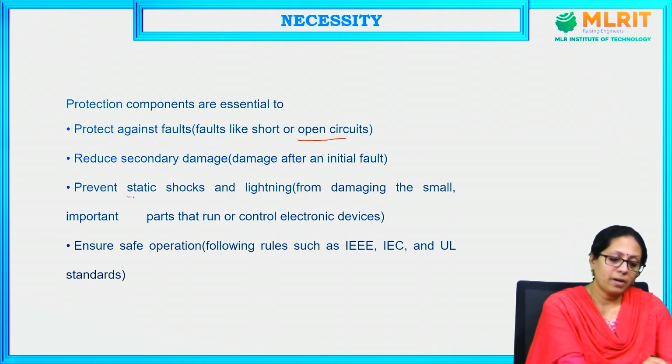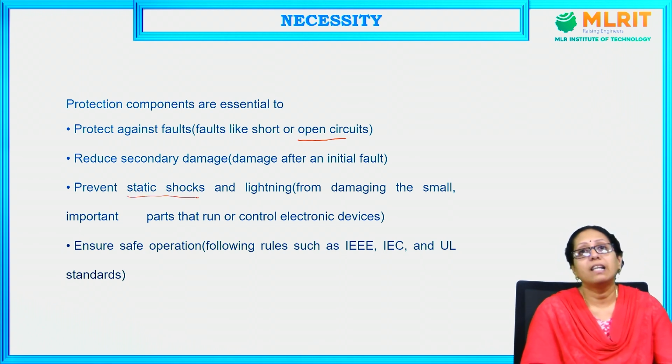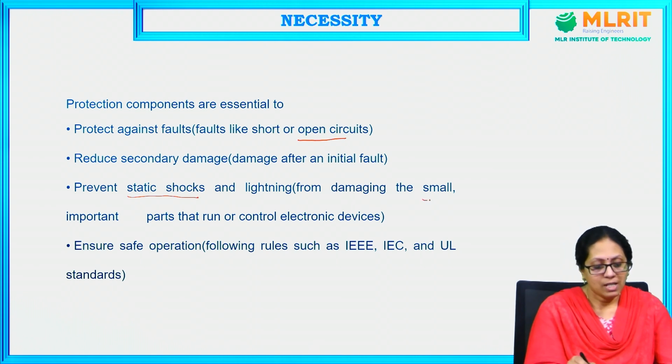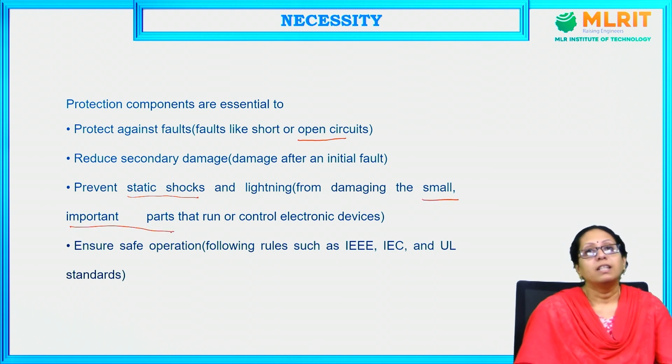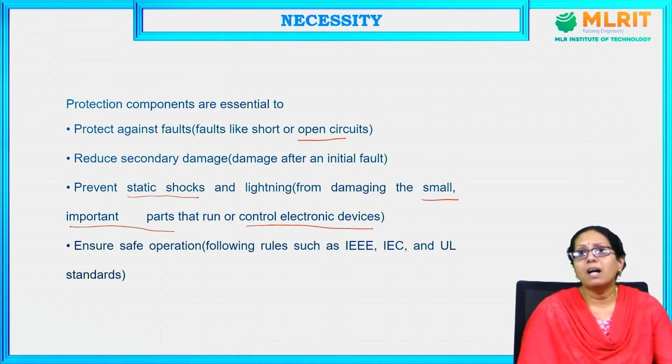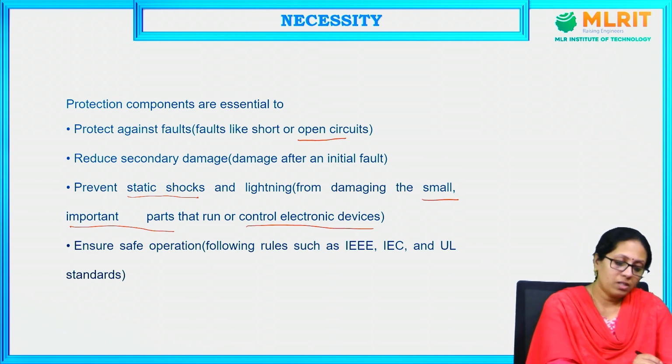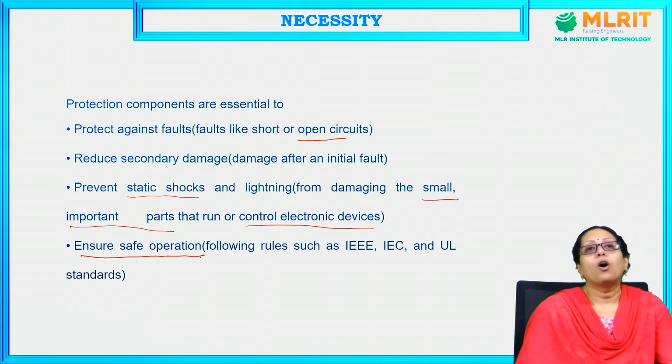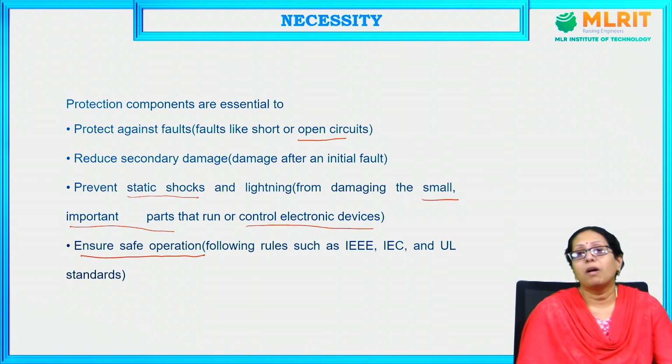Next one is to prevent static shocks and lightning from damaging the small important parts that run or control electronic devices. Small parts which control the speed of electronic devices should also be protected. Next one is to ensure safe operation by following all the rules of standards like IEEE standards, IEC standards and UL standards.